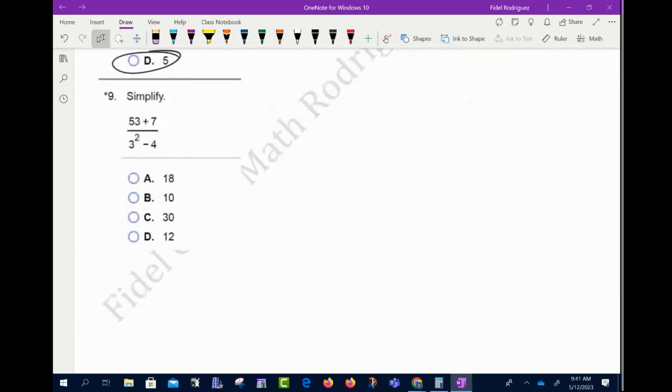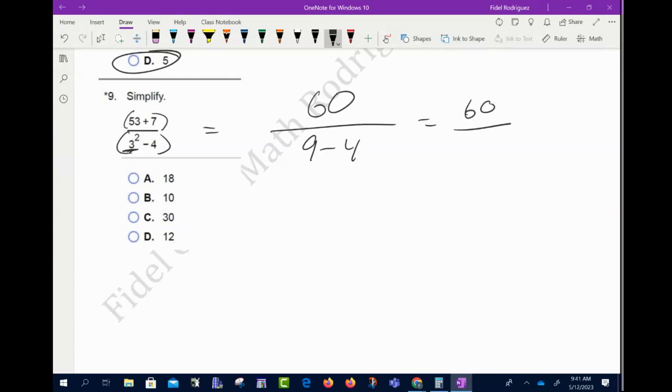I'm going to do the same thing when it comes to this problem here. I'm going to put this guy in parentheses, top and the bottom. Let's do the top part first. What is 53 plus 7? 60. Okay. Now, let's work with the bottom. Can we do 3 squared? 9 minus 4. What is 9 minus 4 anyway? 5. Anybody know how many times 5 goes into 60? 12 times. And there's my choice, right?